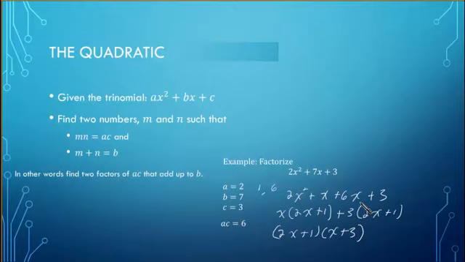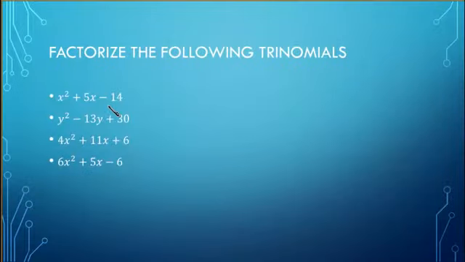So let's look at some more examples. Here we have x squared plus 5x minus 14. So let's break this down as we have shown. So a here is equal to 1, b is equal to 5, and c is equal to minus 14. So now we need the factors of minus 14. Actually minus 14 times 1, but that's a bit trivial. That's going to be minus 14.